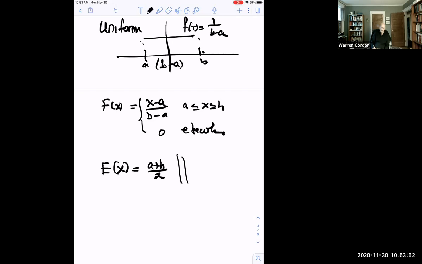And we showed V of X is the length of the interval squared over 12. So there's one distribution we talked about. Basically, if things are equally distributed, for example, I think I gave you an example the other day, if the train is just as likely to come at any time between 12 and 12:15, then that's a uniform distribution.